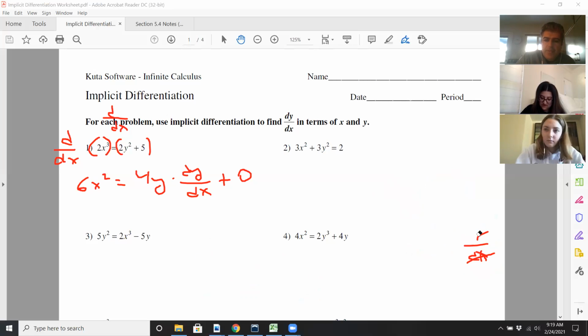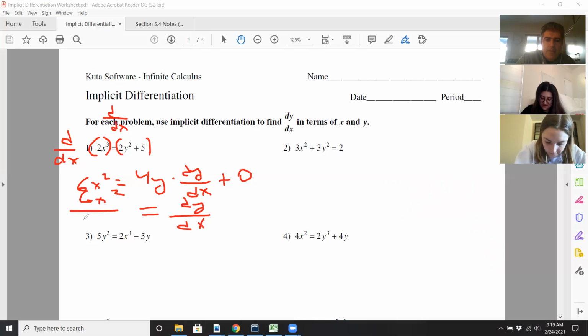And so if I isolate dy over dx, easy peasy, I get 6x squared over 4y. 6 over 4 you can reduce, 3x squared over 2y, and that's it. You're all set with that problem.